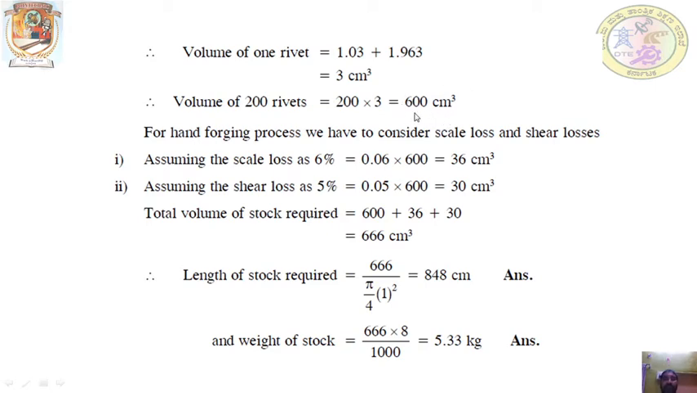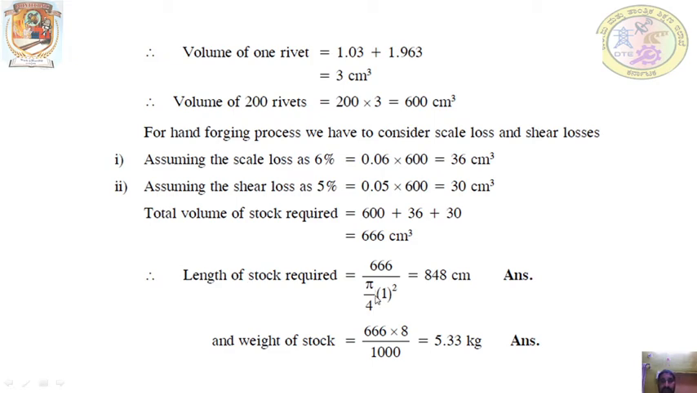Still we have not added the losses. Considering the various losses, assuming scale loss as 6%, 6% of 600 is 36 centimeter cube. Assuming shear loss as 5% of the volume, 0.05 times 600 is 30 centimeter cube. The total volume of stock required is 600 plus 36 scale loss and 30 shear loss. So 666 centimeter cube of total volume is required for preparing 200 rivets.